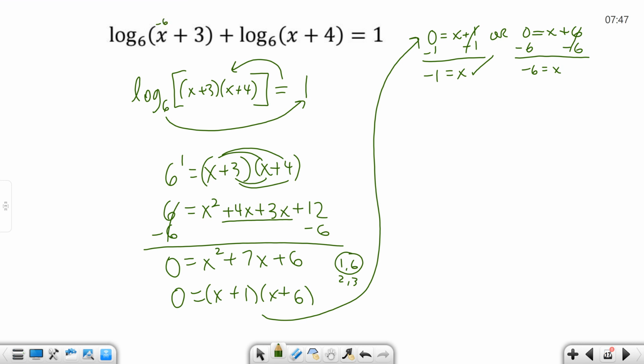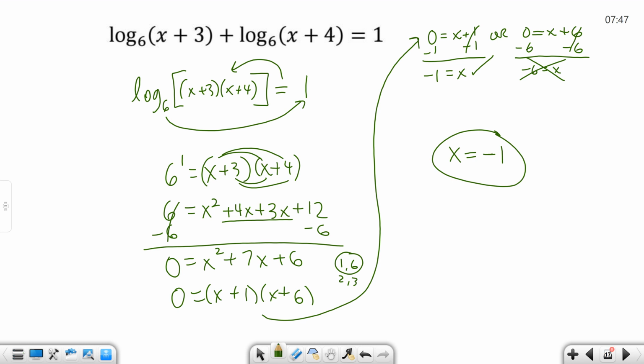That one checks out. So now let's plug in negative 6. Negative 6 plus 3 is minus 3. That doesn't work. It doesn't matter what happens over here. I don't care. Because it's no good over here, so therefore it's no good. So I have to take this one and say, nope, can't have it. So the only answer I get is x equals negative 1.